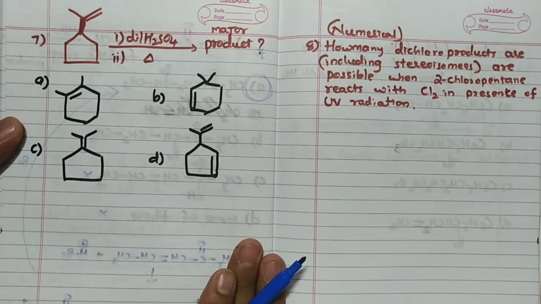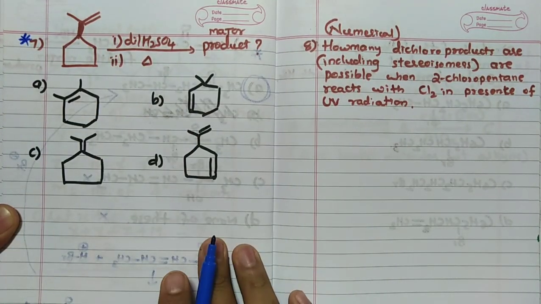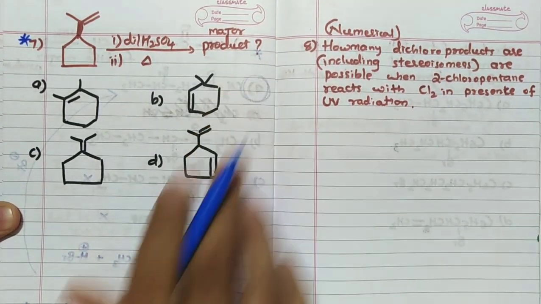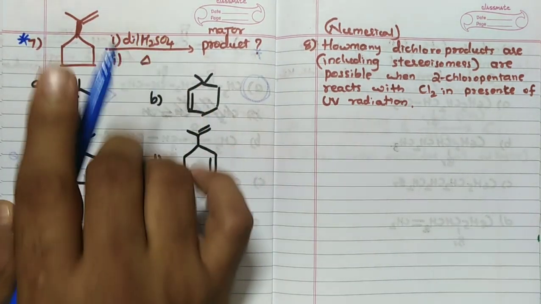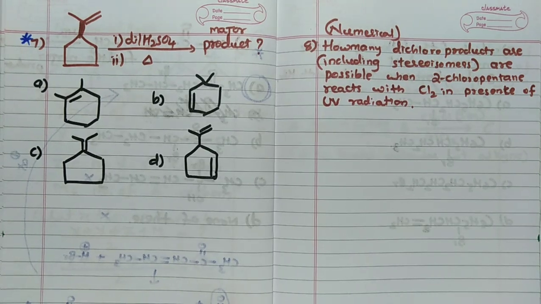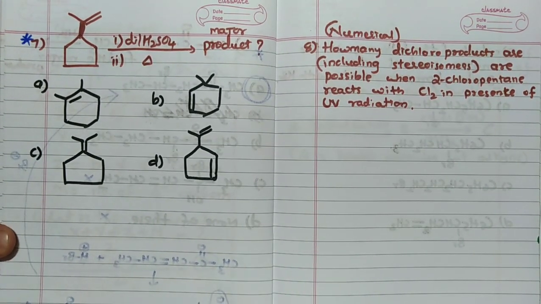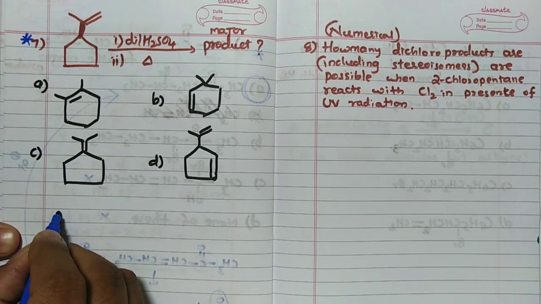The seventh one. This is also another important type of question. You have to learn so many things here. So see, when it reacts with first step dilute H2SO4, then heating, major product formed. So in this particular case, I will show you step by step how it is. See, first step I will write.